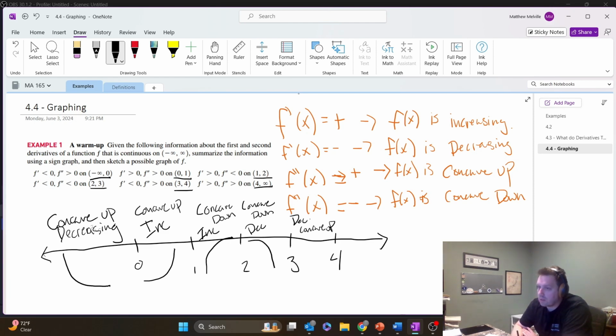Do we have a decreasing concave up? Yep, just like that. So this one looks just like that one. And then this one's saying, hey, look, it's positive for both, which is going to be increasing and concave up.